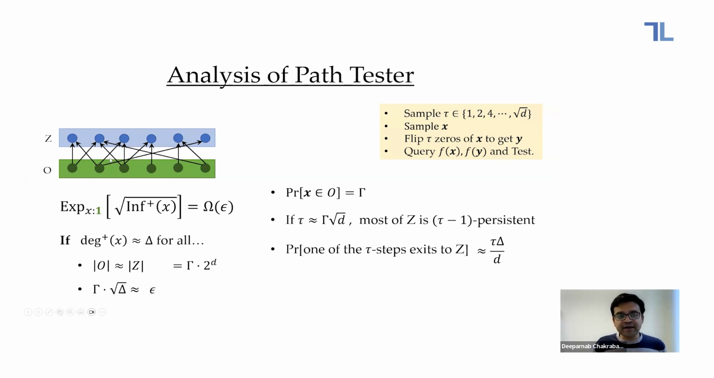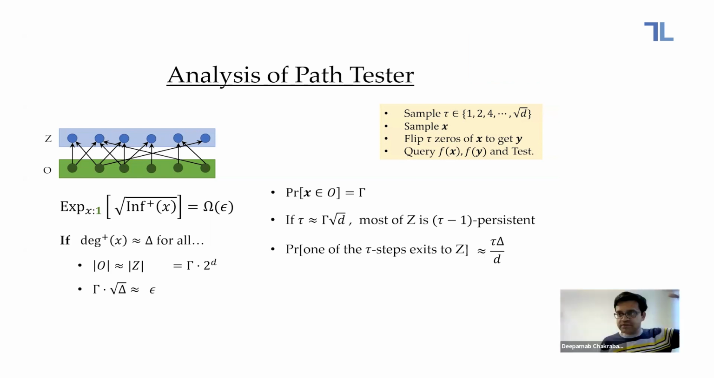The probability that one of these tau steps goes either here or here or here, I now have delta choices instead of just one choice from the previous thing. I have delta choices, so that multiplies and gives me tau delta by D. Sorry, so I was able to show that the right set is persistent. That persistence I was able to show.